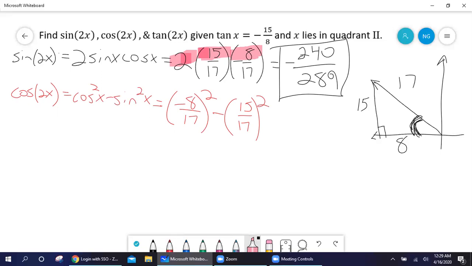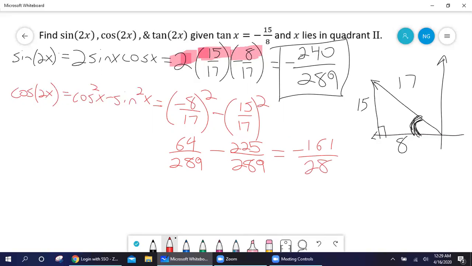Recall, I'm squaring a negative, so it's going to become positive. But on the second one, I'm squaring a positive, but I'm still subtracting. So the first one's going to become 64 over 289 minus 225 over 289. I've got common denominators. If I subtract across the top, I end up with negative 161 over 289.